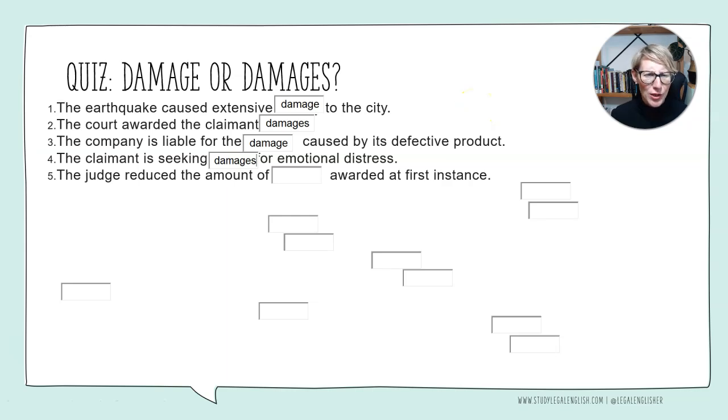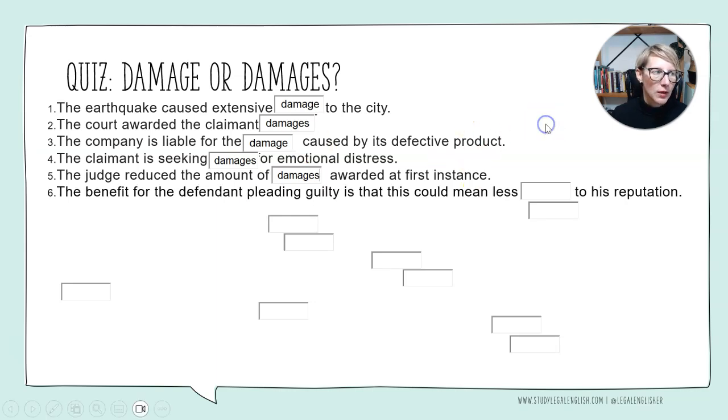Hopefully you're cottoning on. Hopefully you're getting the gist of the difference between these words. Of course, the answer is damages. The judge reduced the amount of damages, the money awarded at first instance.